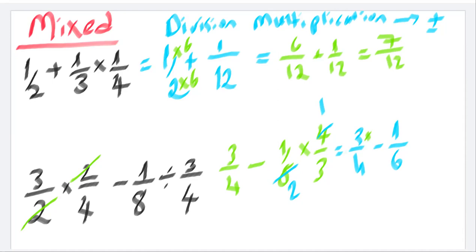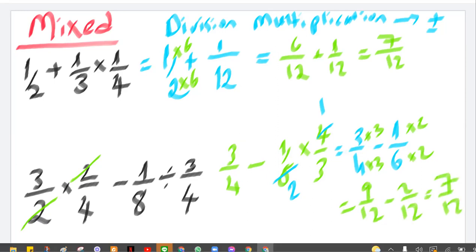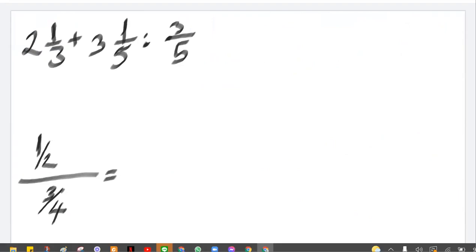multiple of 4 and 6 is 12. So to make it 12, we multiply by 3, and here we multiply by 2. So what we get is 9 over 12 minus 2 over 12. And we subtract the tops, 7 over 12. So let's continue with the next one.